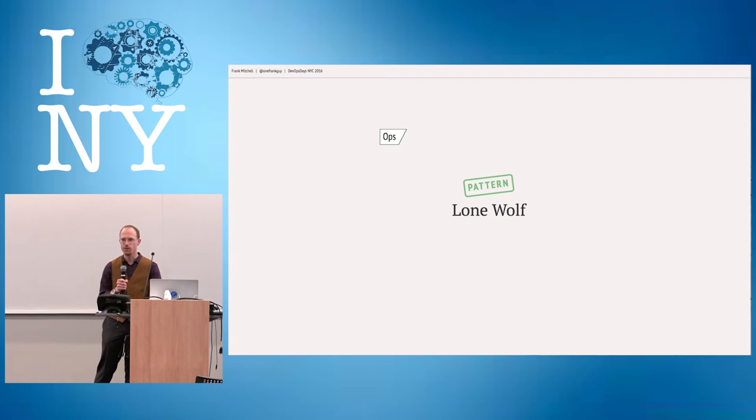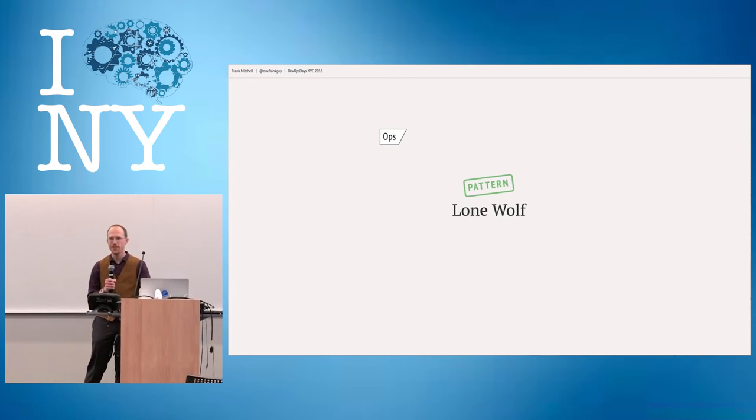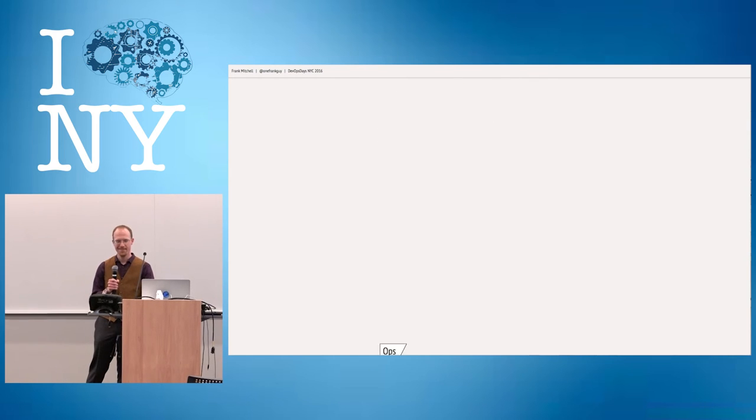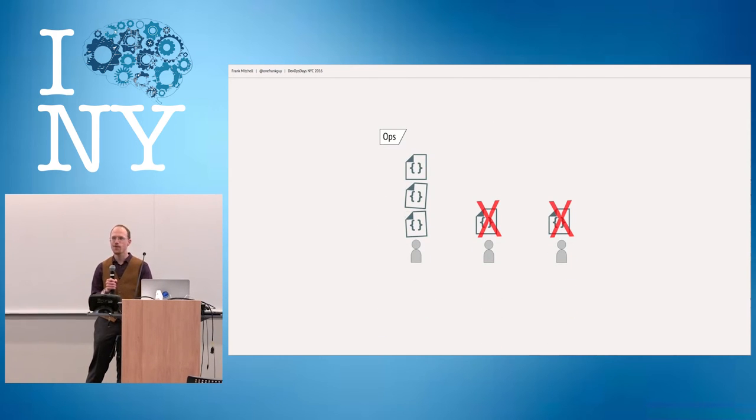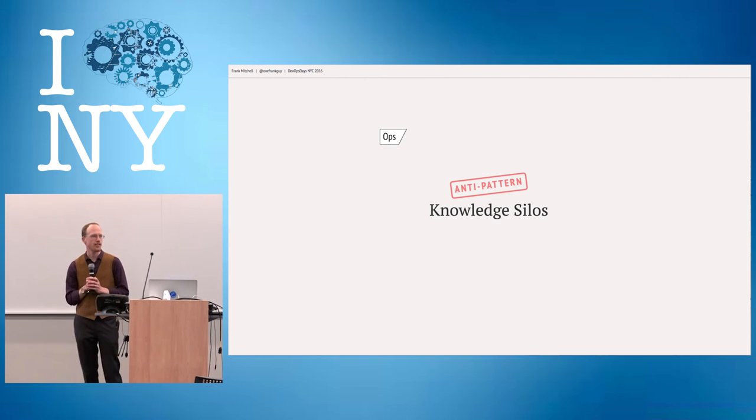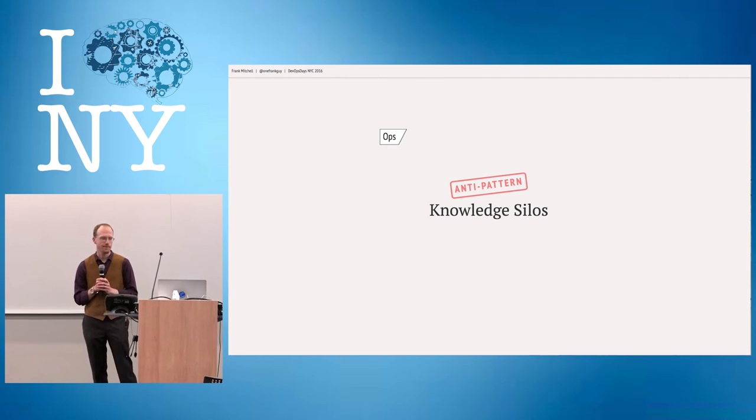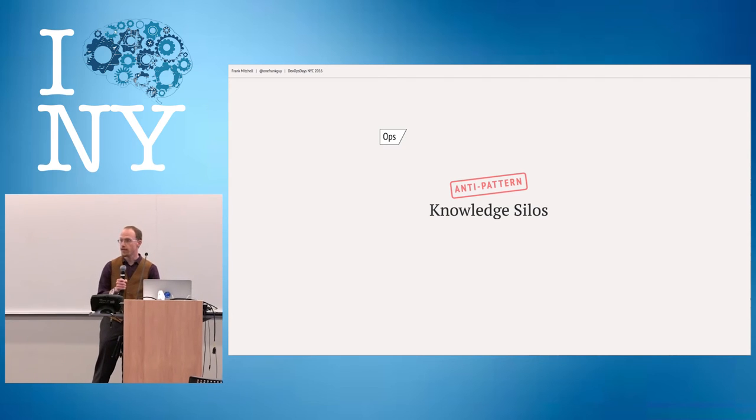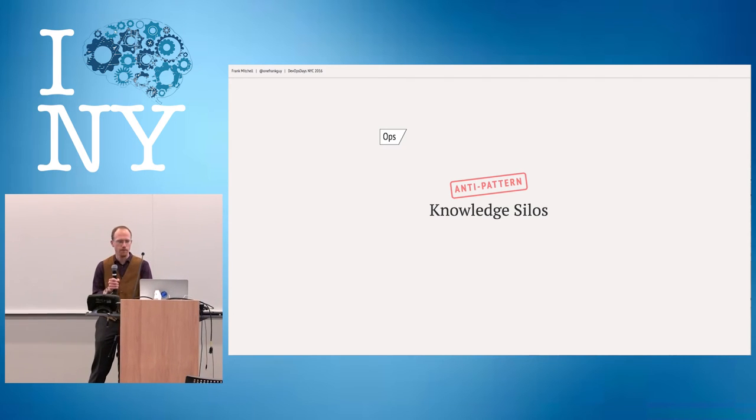And when you take a bunch of lone wolves and you say, okay, collaboratively code together, you end up with a different pattern. You end up with an anti-pattern. That anti-pattern is called knowledge silos. And that was how we coded, because we didn't know any better.